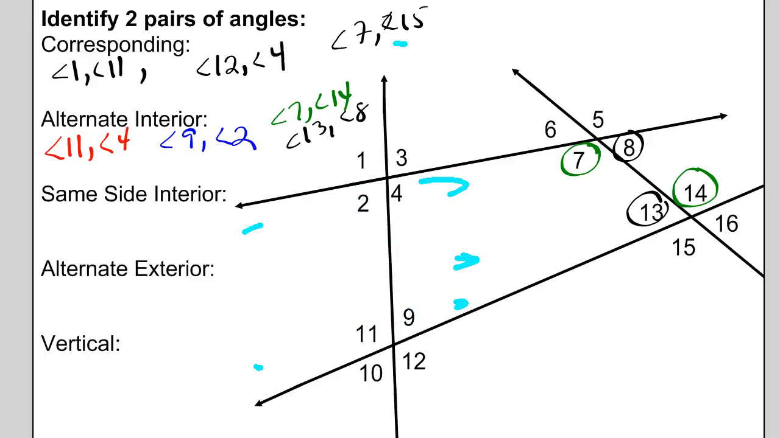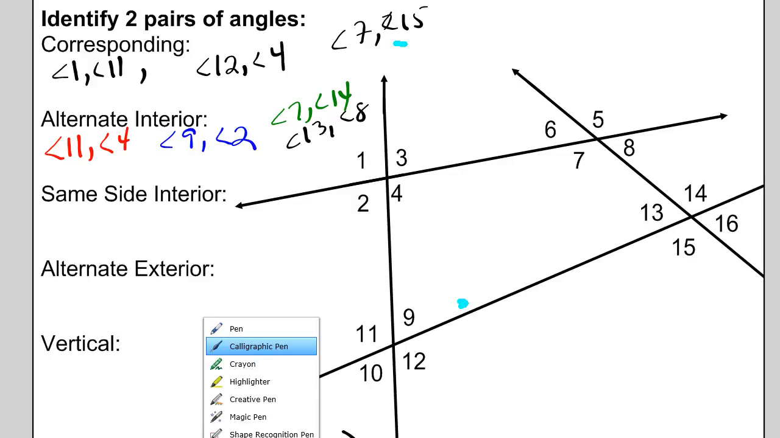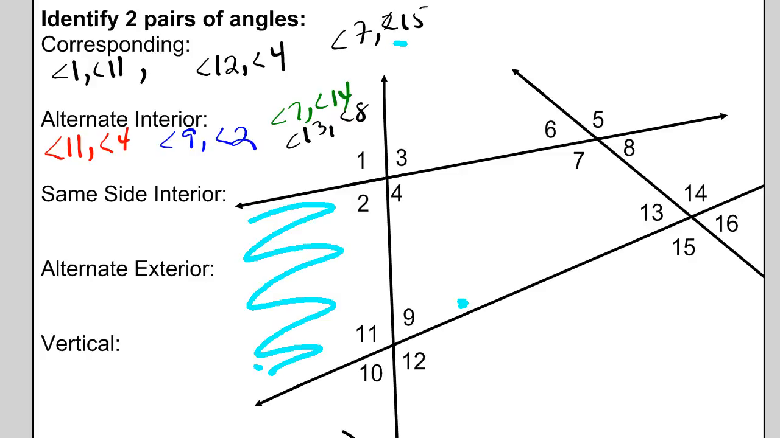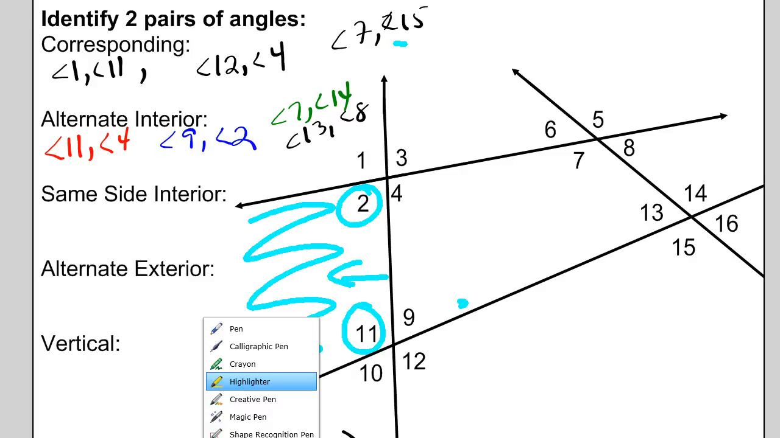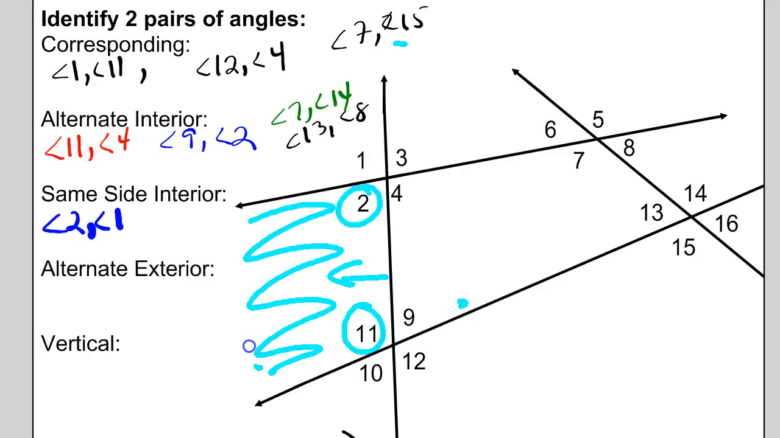Next, we're going to identify same side interior. Same side interior. Let's figure that out. Same side of the transversal on the inside. So I'm back to the inside, and they have to be on the same side. So it looks like 2 and 11. Angle 2 and angle 11. Can't I say 4 and 9? Okay, those work.